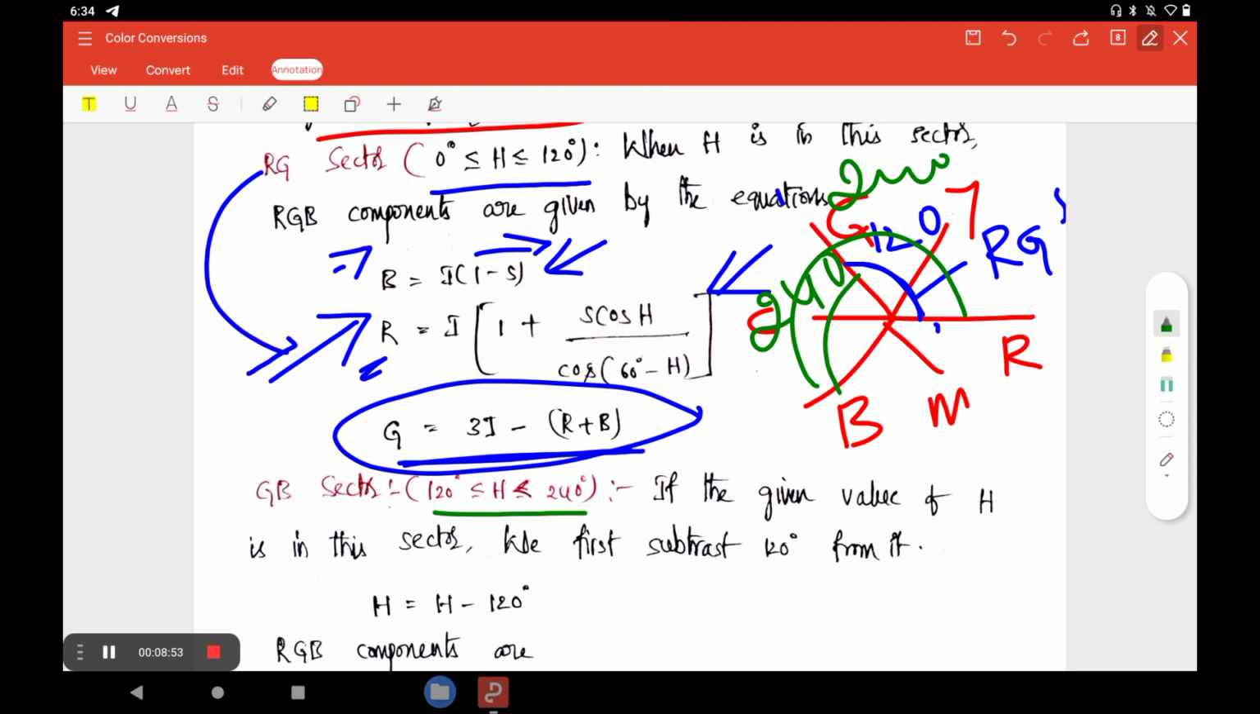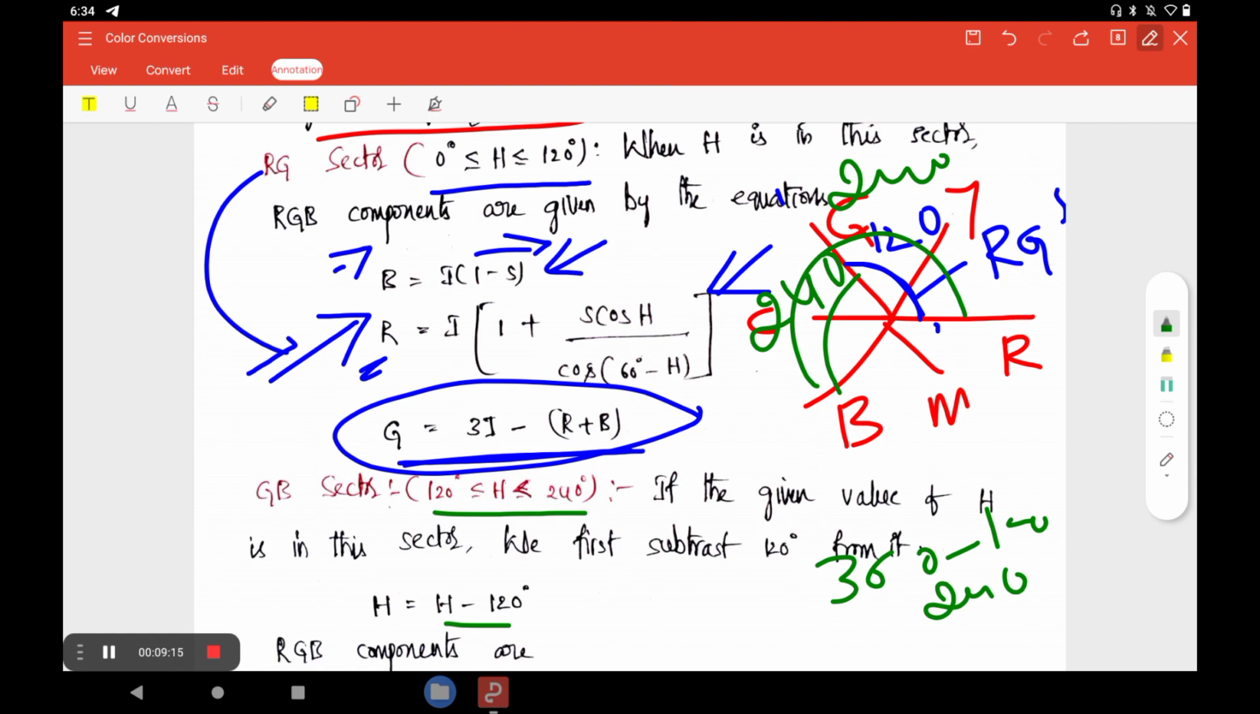Suppose the overall H value is H minus 120. Generally H is equal to 360 degrees. So 360 minus 120 is equal to, obviously, 240. That means the overall H value is equal to 240. So in the GB sector, that range is only 120 degrees. So 120 to 240 is a difference of 120 degrees. So that is a given term.